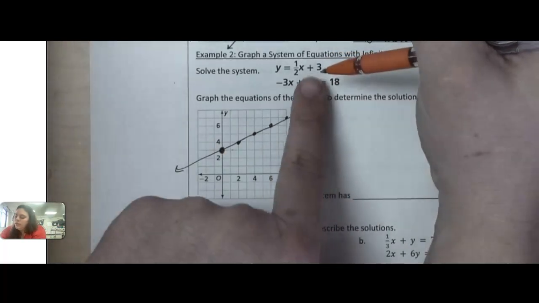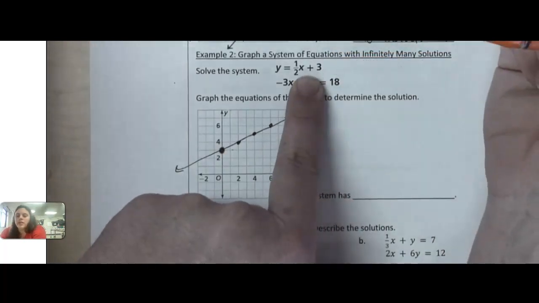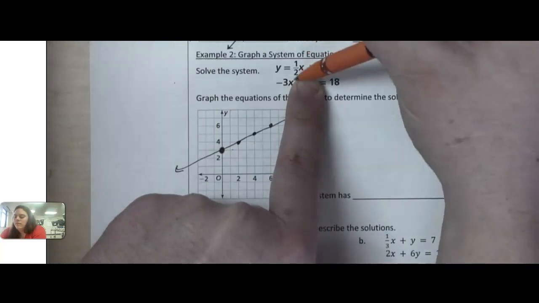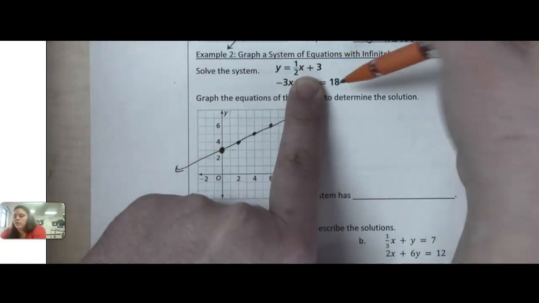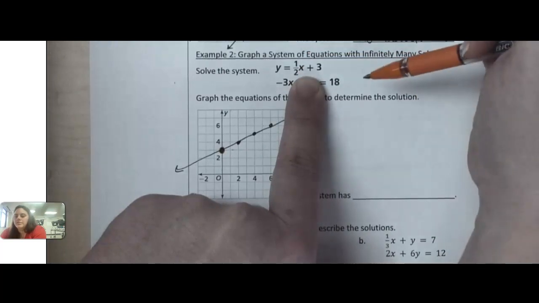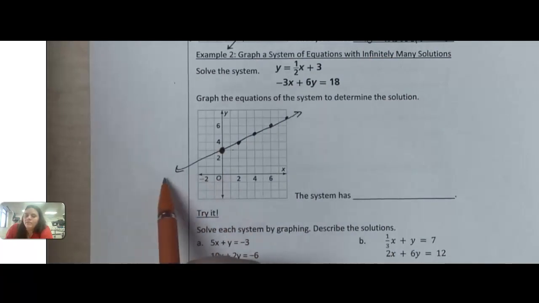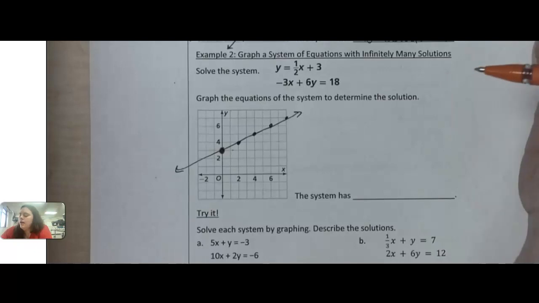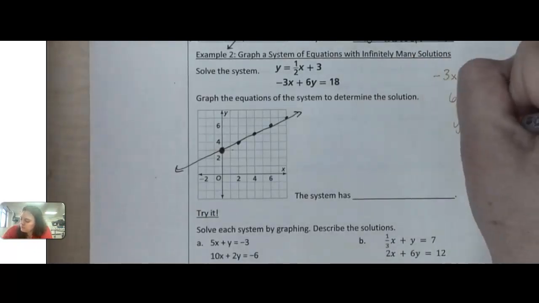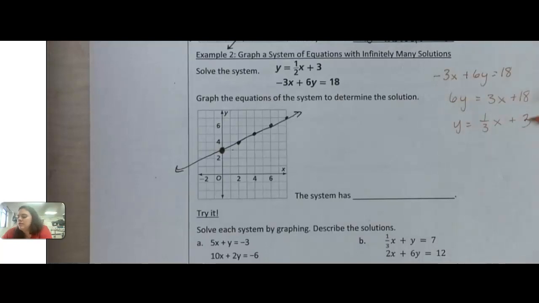Then I have negative 3x equals 18 when I cover up the y term. This would have to be negative 6 in order for this to be 18, because negative 3 times negative 6 is 18. However, I can't graph that far over. I can't put that x-intercept all the way over. So I am going to have to quickly do what I did before. And if you want to see some extra explanation on that, just ask me. I'm happy to tell you a little bit more about that.